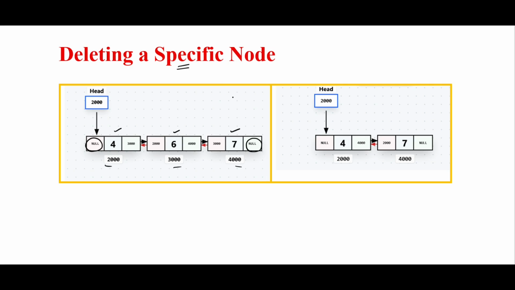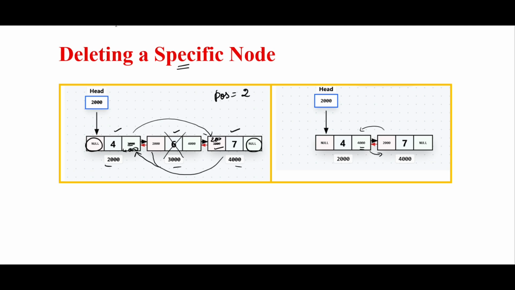As per the diagram, at position 2 the data is deleted, that is, 6 is deleted. After deleting, 4 should contain the address of this one, and this one should contain the address of that one. Here it will be 2000, and here it will be 4000. So 4000 is connected here, and 2000 is connected here. This is the final output after deleting the node at position 2.